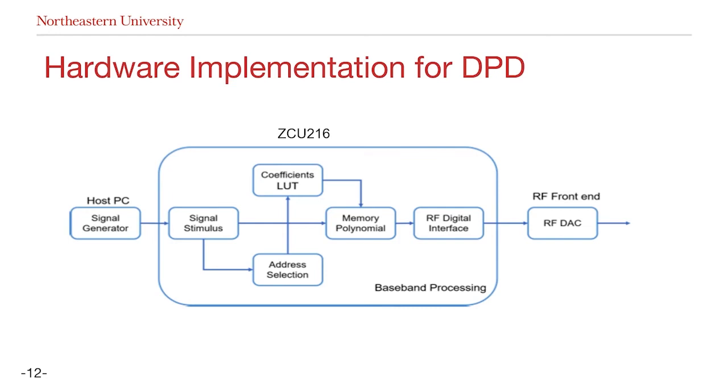The signal stimulus block will send them to the address selection module where the LUT is selected and then updated to our DPD model. The memory polynomial core here is actually the DPD model, and the signal is sent to the DPD core for the processing. Afterwards, it is sent to the RF digital front end, which is connected to the RF DAC.